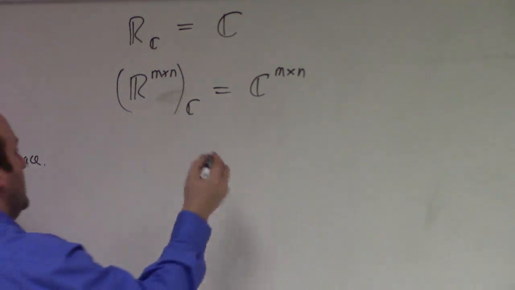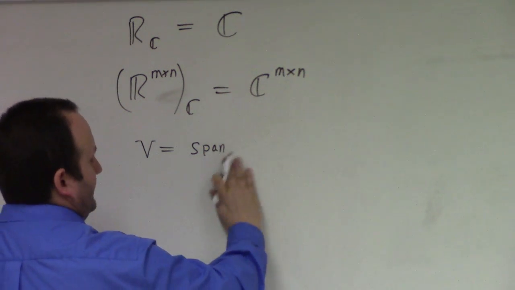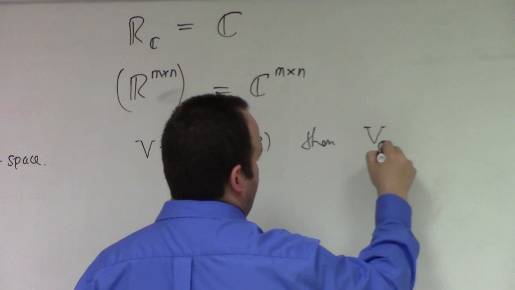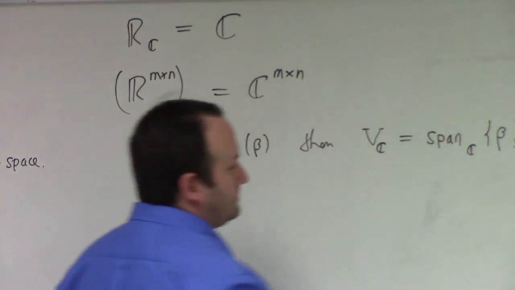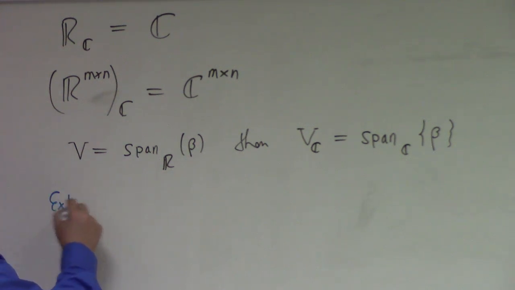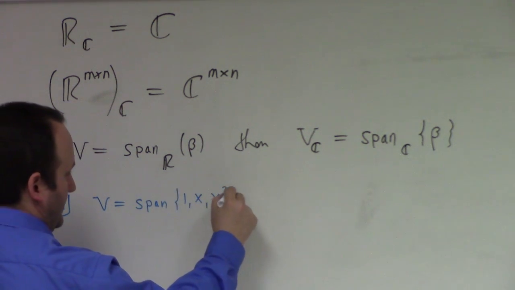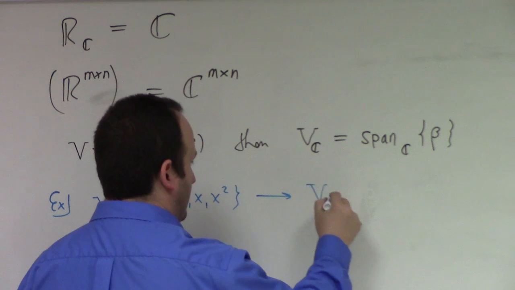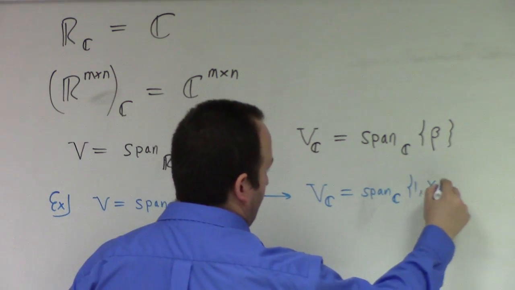By the way, if V is equal to the real span of beta, span over the reals of beta, then you can prove the complexification is equal to the complex span of beta. For example, if I have V equal to the span of 1, x, x squared over the reals, then the complexification of this is just the span over the complexes of 1, x, x squared.